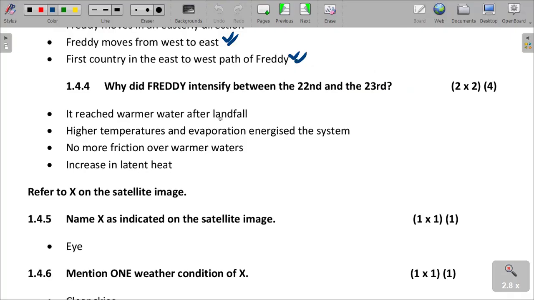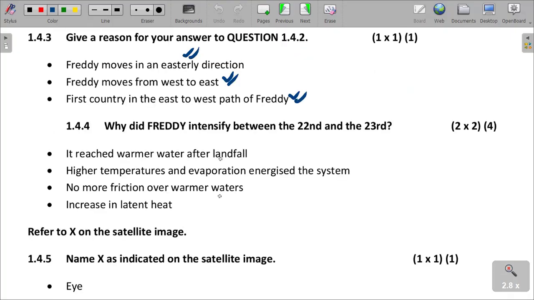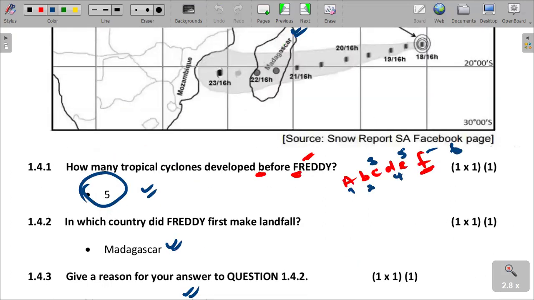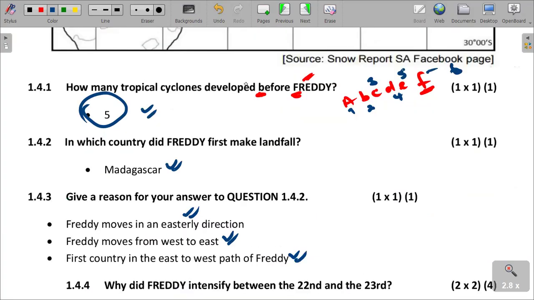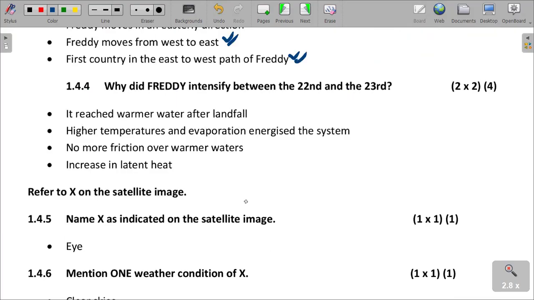And then why did Fred intensify between 22nd and 23rd? Why did it become so strong between 22nd and 23rd? As you can see, it is 16. Why did it intensify? If you look there, one, it reached warm water after landfall. High temperatures and evaporation energized the system.